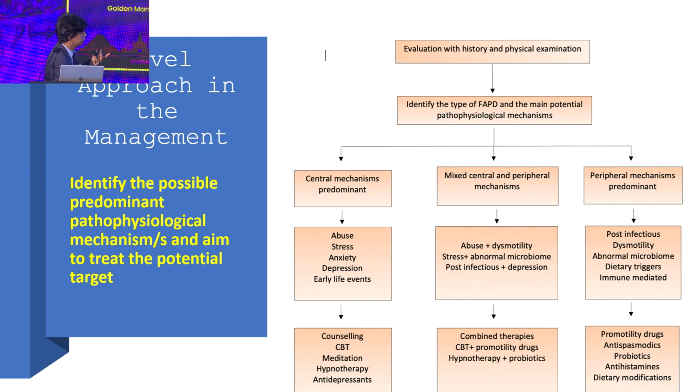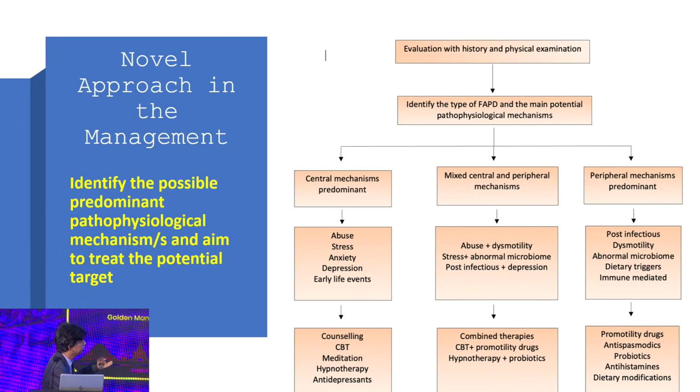Again, this is where our clinical sense and the things that we can do matter a lot. So we evaluate these children. We can diagnose functional abdominal pain disorder in the second part. Then we have to decide where the predominant pathology is. As I said, it's a multifactorial disorder which involves various parts: brain, gut, somewhere.